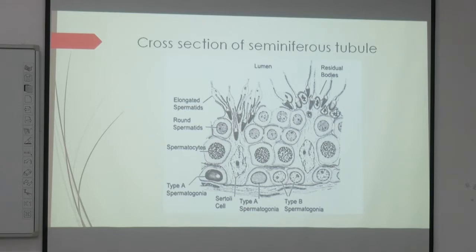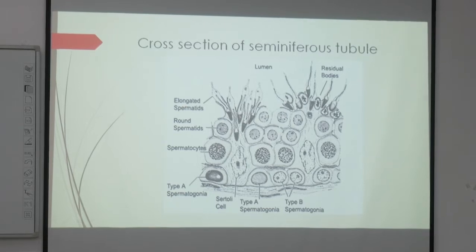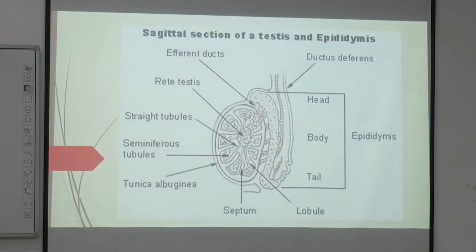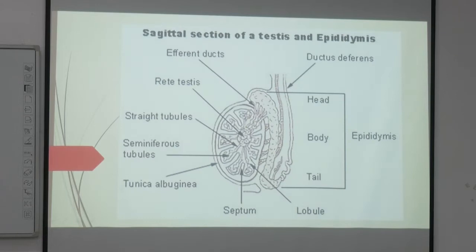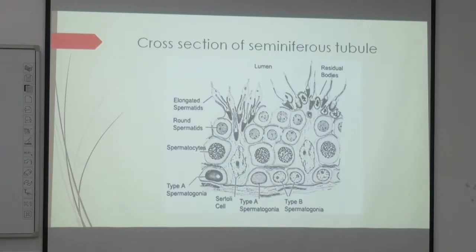We are going even deeper. That is the cross section of the seminiferous tubule. So, how are we going? First this was the condition, then we have a cross section of the testis. Next, we find this, and now we are going into the cross section of the seminiferous tubule. So we are getting this picture.